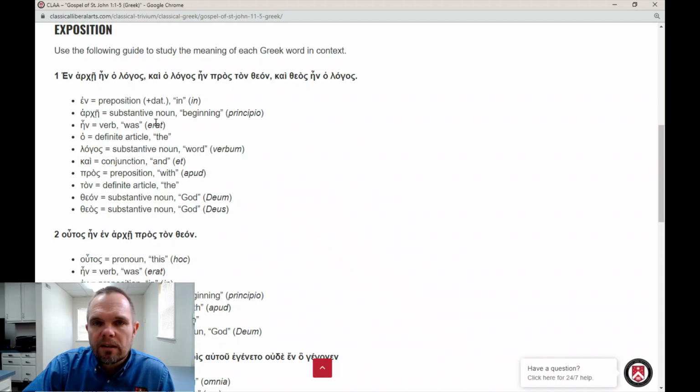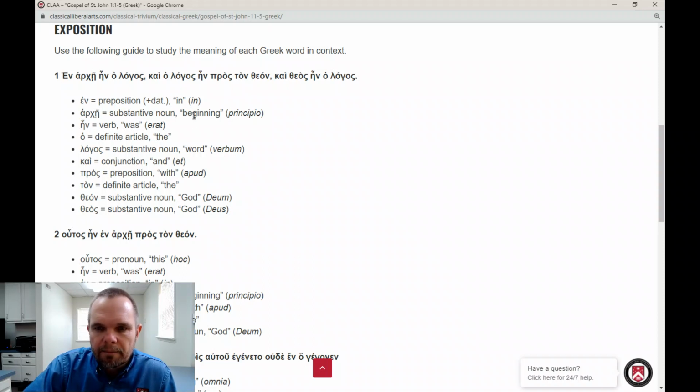So if you've studied Latin, it's helpful to see which Latin words that we studied when we read the Gospel of John correlate to these Greek words. It helps you to understand exactly what the meaning of these Greek words is if you know Latin. So en means in. Arche is a substantive noun. It means beginning. En arche.